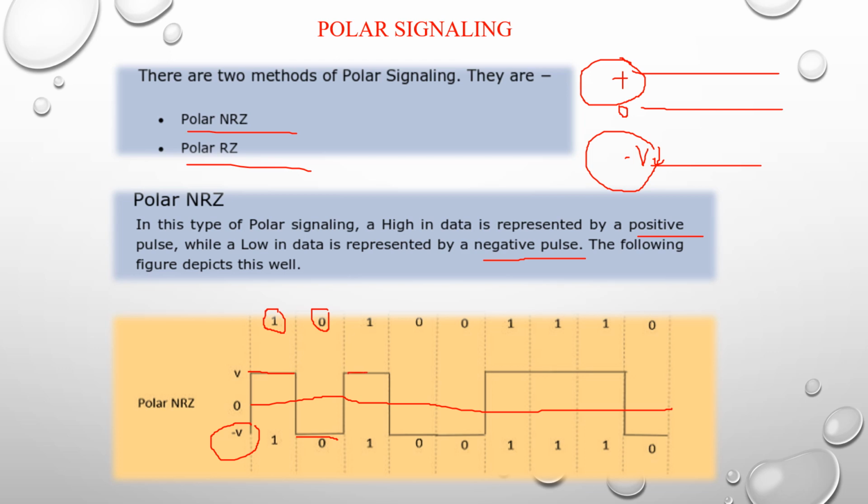So 1 is equal to positive voltage level and 0 is equal to negative voltage level. Similarly next bit is 0. 0 is equal to negative voltage level and next bits are 1 1 1. It's equal to positive voltage level and next bit is 0. So this is the line code representation. So in polar signaling, 1 is equal to positive voltage level and 0 is equal to negative voltage level.